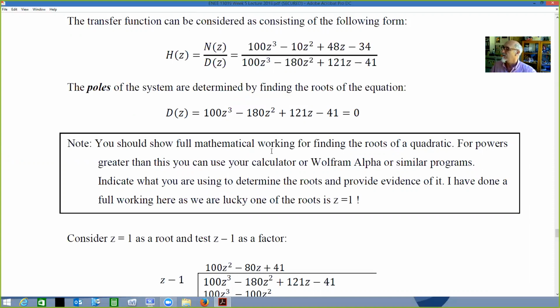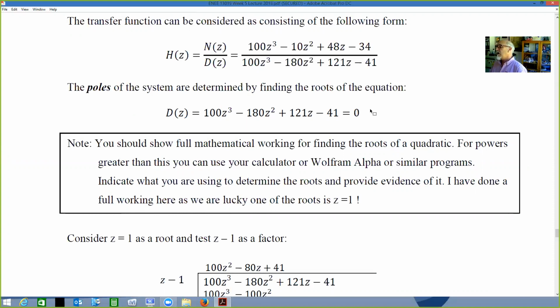So you should follow full mathematical working for finding the roots of a quadratic in this case. Now for powers greater than that, you can use your calculator or Wolfram Alpha. Indicate what you're using to determine the roots and provide evidence. I've done a full working here as we're lucky. So in other words, when you look at this now, obviously this is not a quadratic. I can't use the quadratic equation or find factors. Sometimes you can factorize things easily.